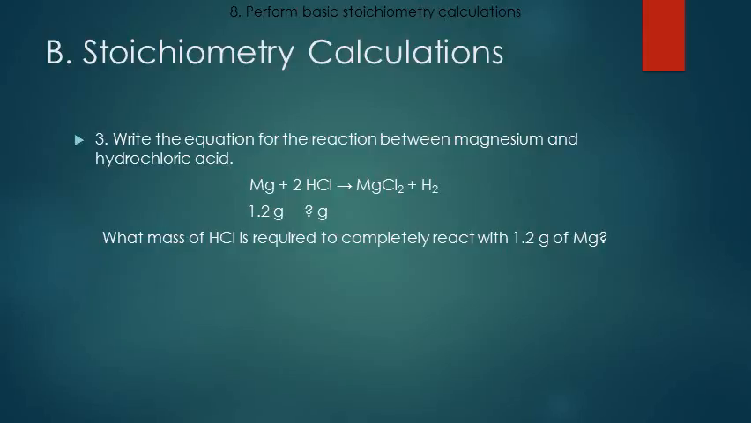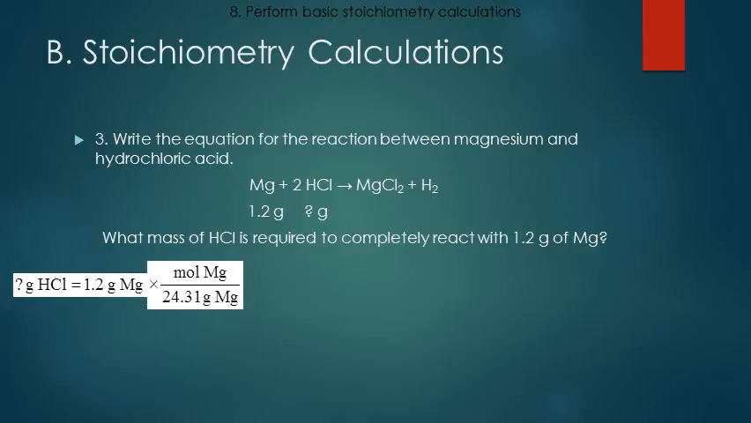In this case, it'll again be a gram, mole, mole, gram calculation where we're going to start with the mass of magnesium, 1.2 grams, and convert that into a mass of hydrochloric acid. So like we did before, we need to convert our mass into moles. Molar mass of magnesium is 24.31 grams.